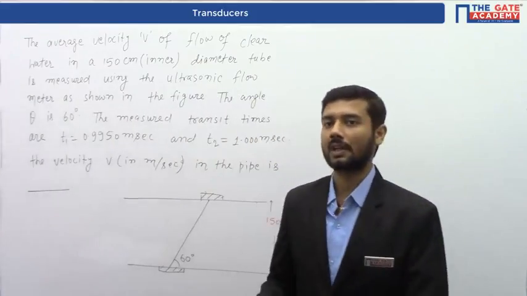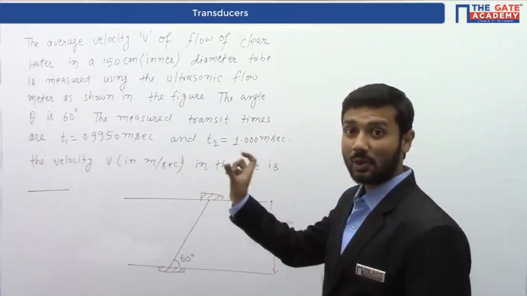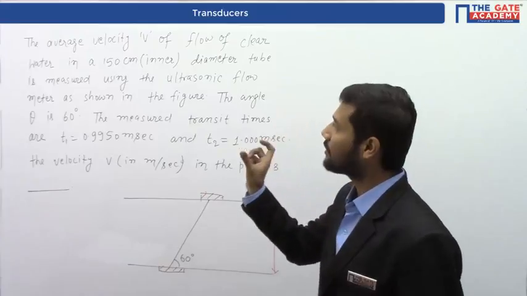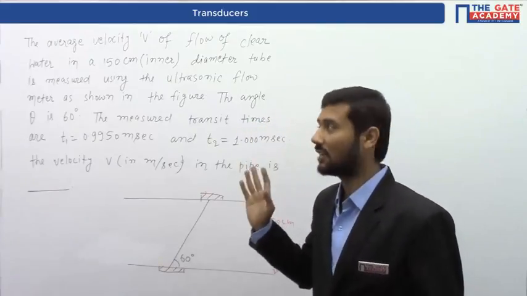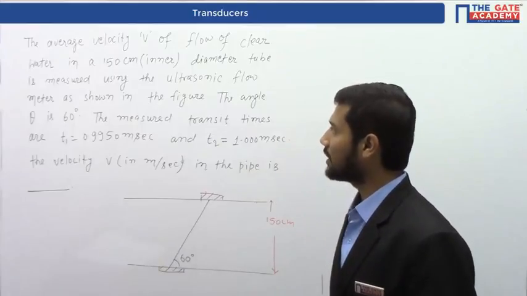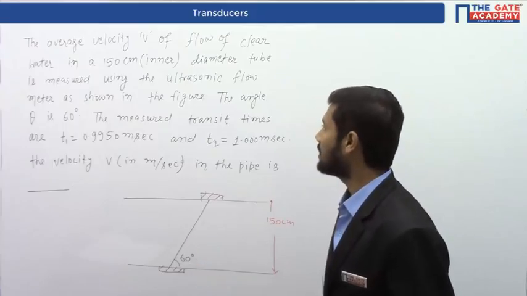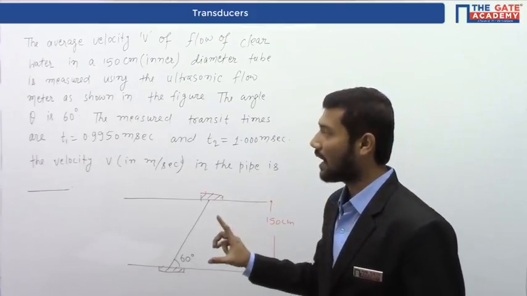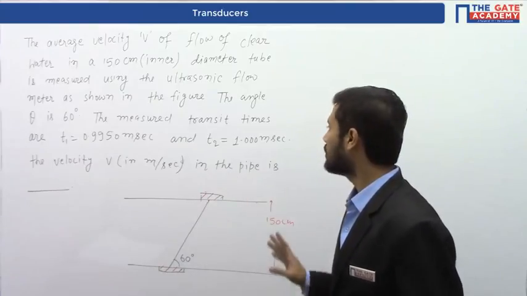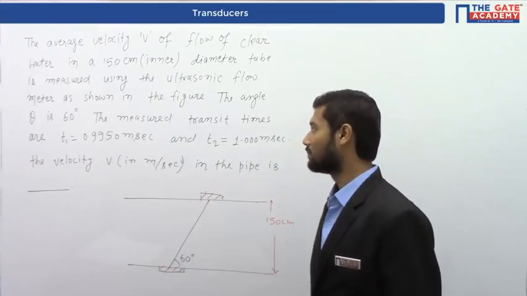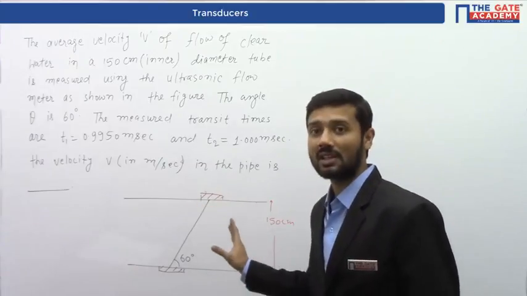So our question is: the average velocity V of flow of clear water in a 150 centimeter inner diameter tube is measured using the ultrasonic flow meter as shown in the given figure. The angle theta is 60 degrees. The measured transit times are T1 equals 0.9950 millisecond and T2 equals 1 millisecond. The velocity V in meter per second in the pipe is dash.